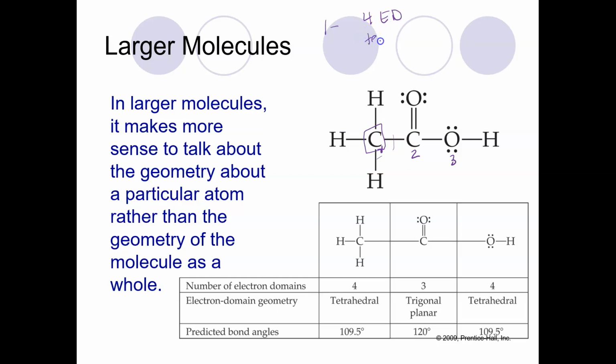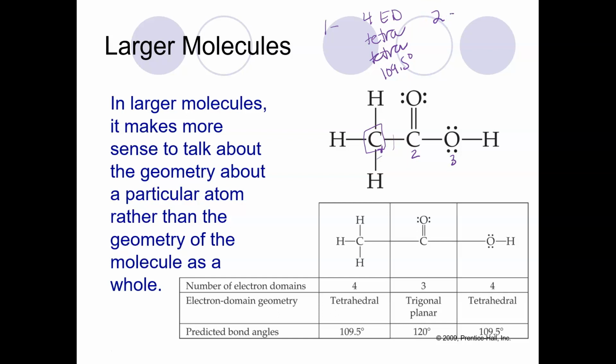So it would be the tetrahedral electron domain geometry. It has 4 bonding and 0 non-bonding electron domains. So it would be tetrahedral molecular shape, and it would have a bond angle of 109.5.